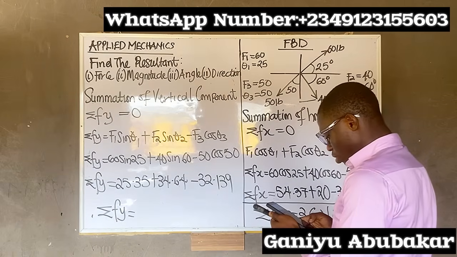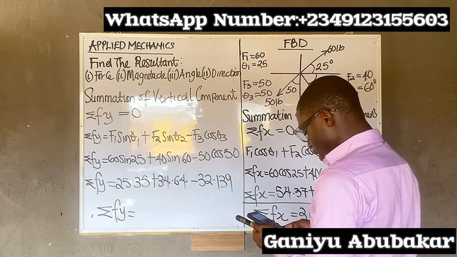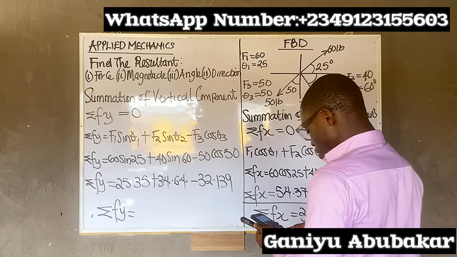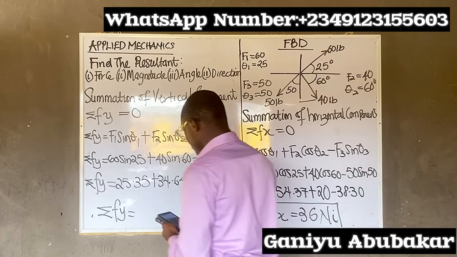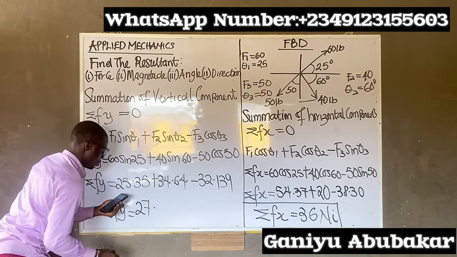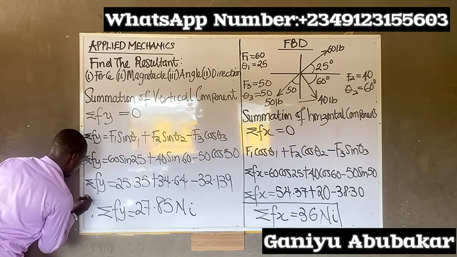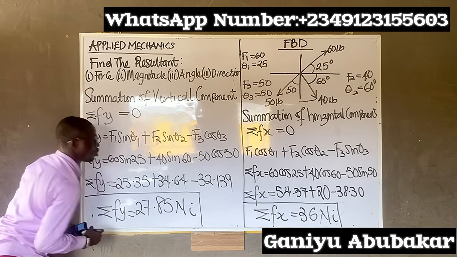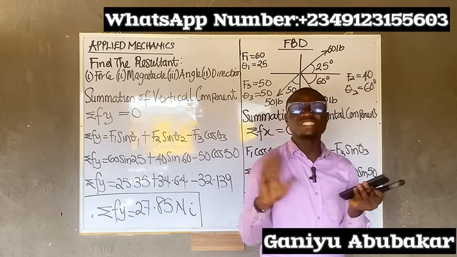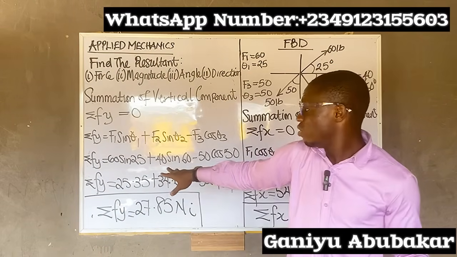25.35 plus 34.64 minus 32.139. That gives 27.85 Newton J. This is my value for summation f of x and summation f of y. I have not started at all. Let's not start the question, right?